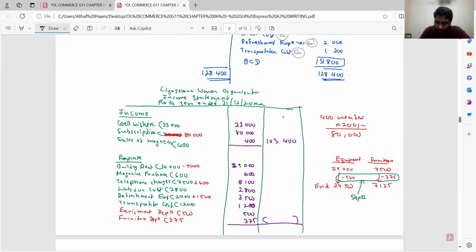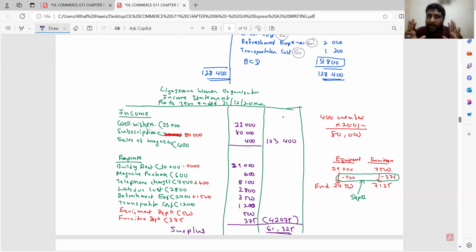So let's take the total: 25,000 plus 600 plus 8,100 plus 2,800 plus 3,500 plus 1,200 plus 500 plus 375. 42,075. The difference is 61,325. We don't write profit, we write surplus.